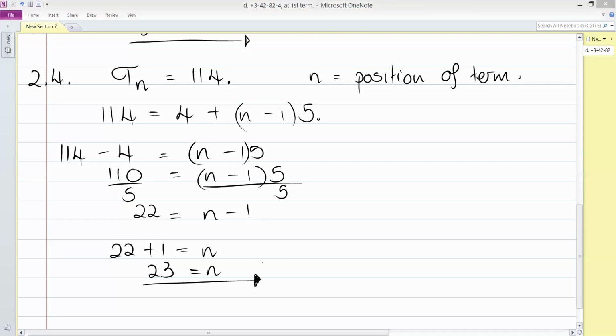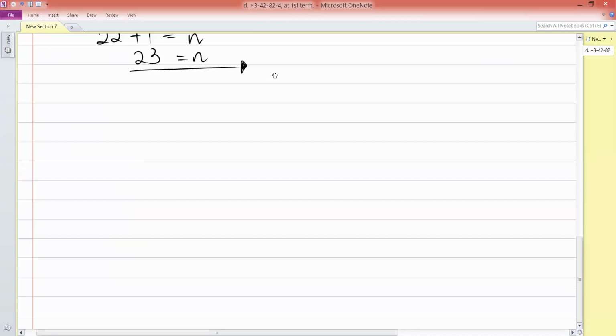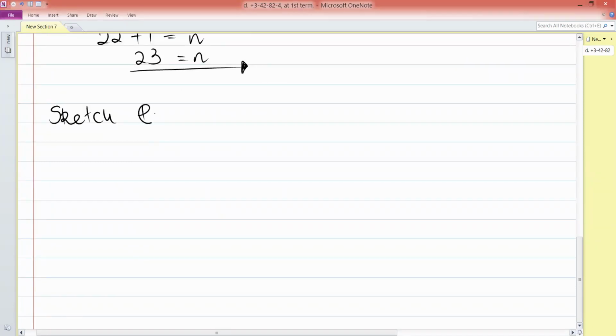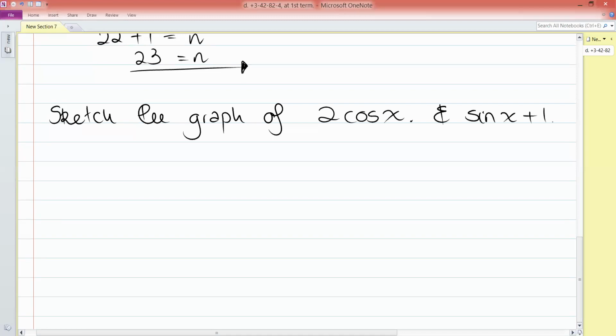Okay, now let us go on to sketch the graph of 2 cos x. Let's do that one. And then let's sketch the graph of sine x plus 1 for the interval between 0 and 360.